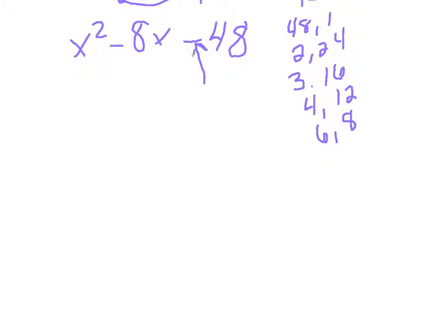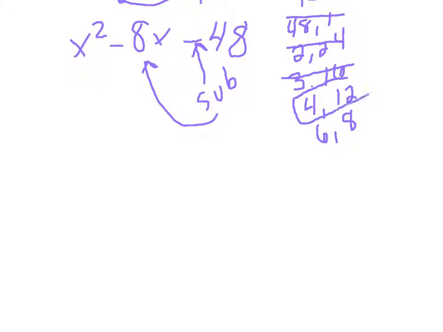Again, this is telling us to subtract our factors to give us 8. 48 minus 1. Nope. 24 minus 2. 16 minus 3. No way. There we go. 12 take away 4. Because 8 minus 6 doesn't give us 8.